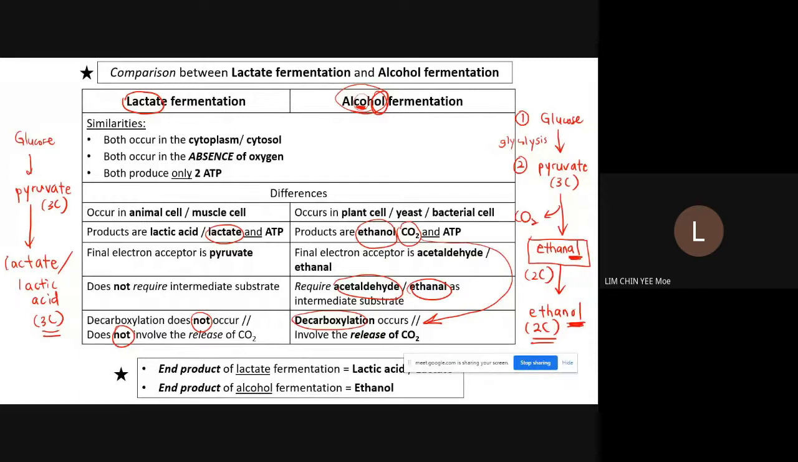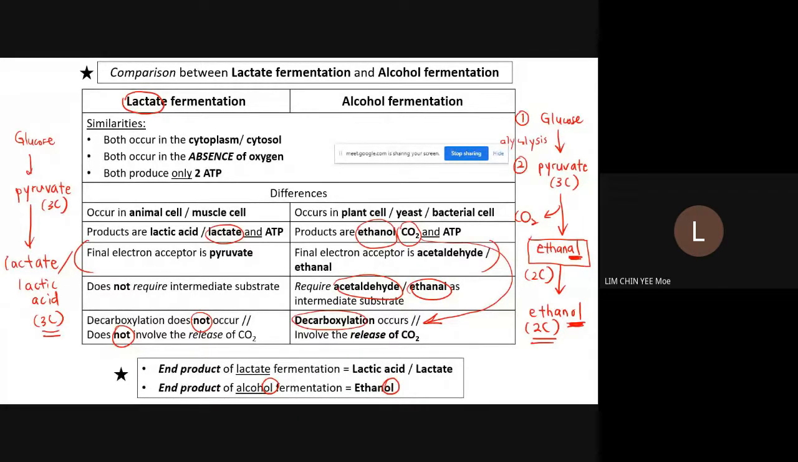Okay, and that's it for lactate fermentation dengan alcohol fermentation. I will come back to this to talk about final electron acceptor. Nanti lepas kita tengok dua-dua itu, I will come back to this. Now, how to get the name of the fermentation is based on the end product. Kalau end product ialah lactate, then the name lactate fermentation. Kalau end product ialah ethanol, then it is alcohol fermentation.